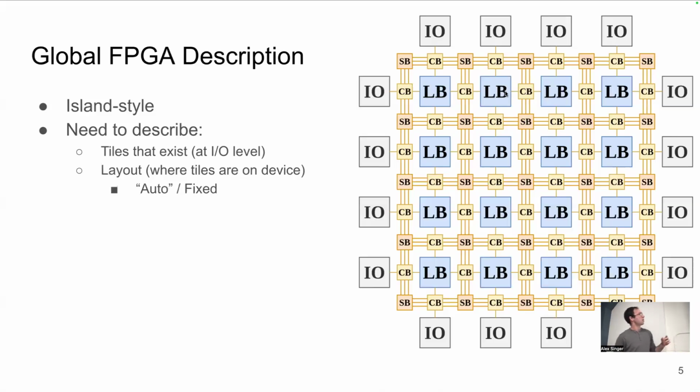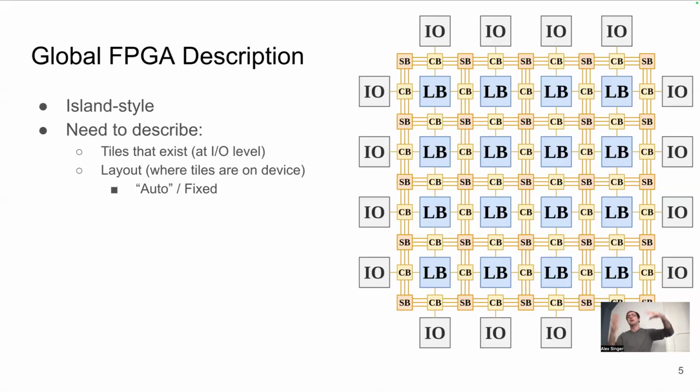There's also this idea called auto. This is specific to VTR, and I bring this up just because it's a little confusing. In VTR, we actually can allow the user to not specify the size of the FPGA. So for example, we'll just say the device will look like this. It's going to have a perimeter of IOs and the inside's all logic blocks. Now this one happens to be 6 by 6 in this picture right here. But if I made it 7 by 7, you could easily extrapolate what that would look like.